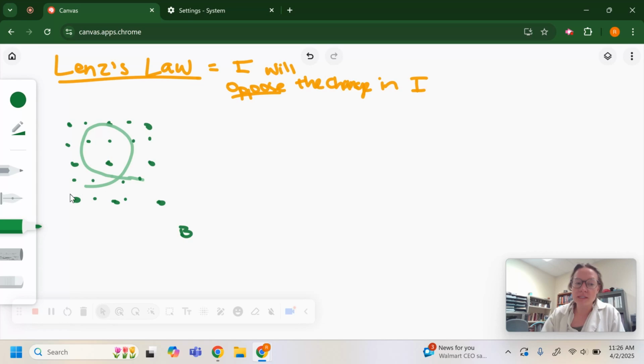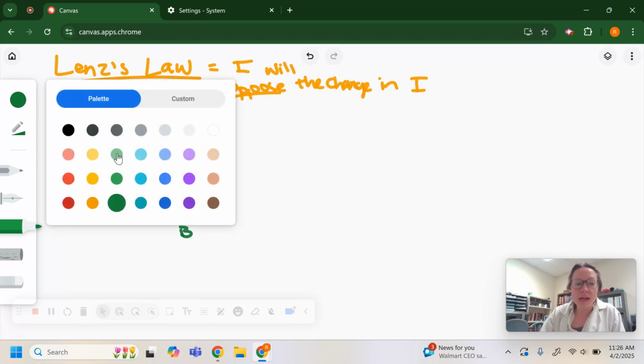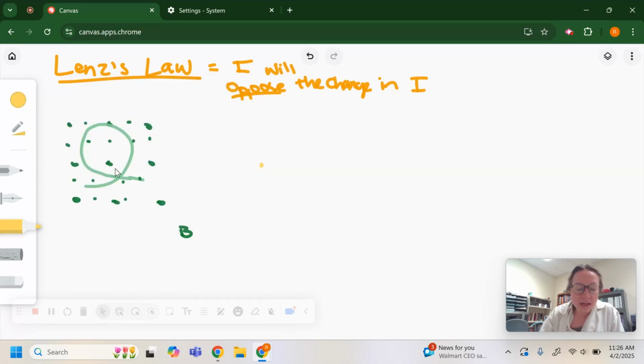The change increased the magnetic field going out of the page, so to undo that, this little loop will create its own little magnetic field that I'm going to draw here. You would not draw this on your paper. But the loop is going to create its own little magnetic field, and the magnetic field of the loop is going to go into the page to weaken the change.